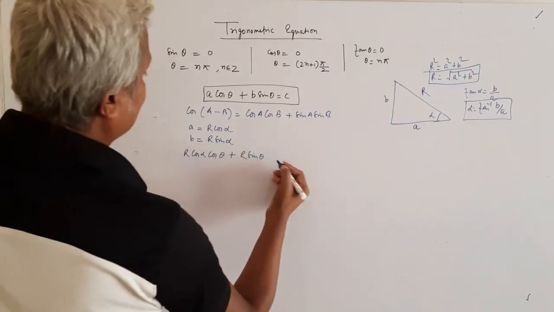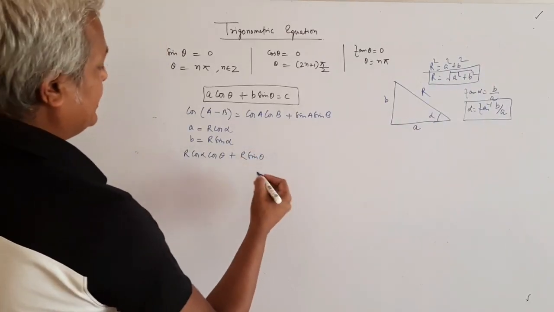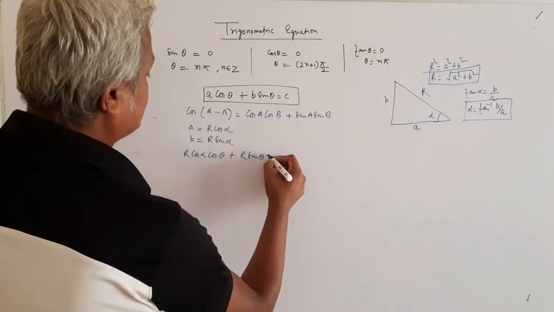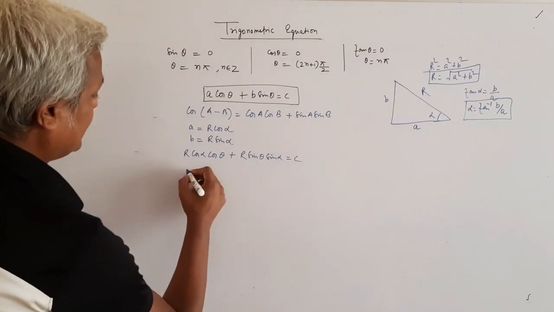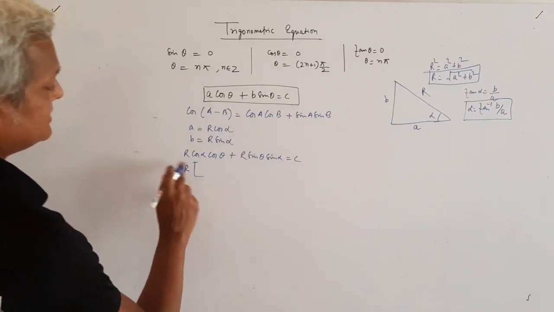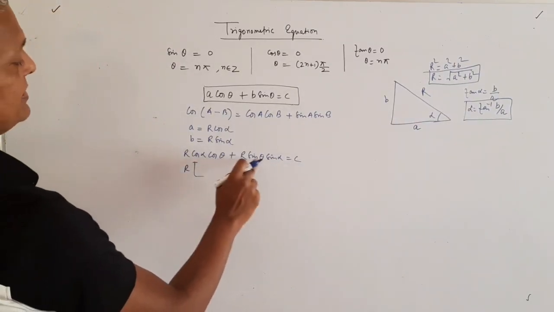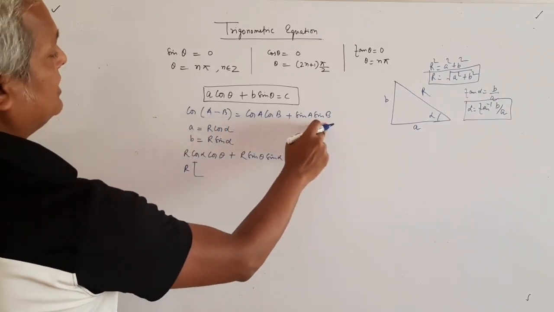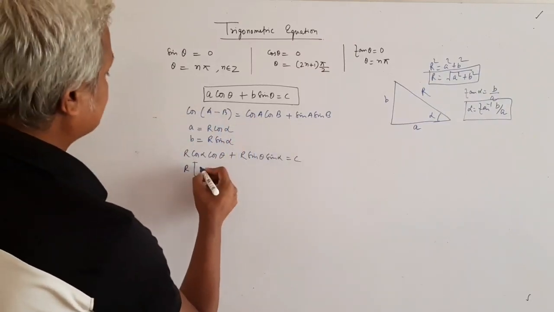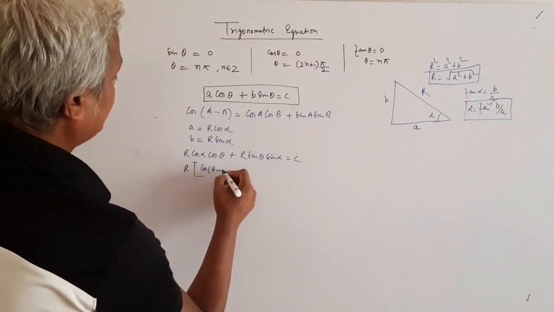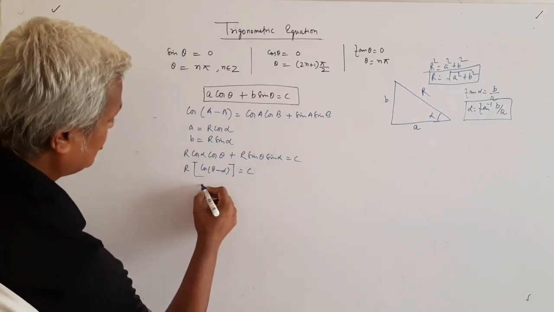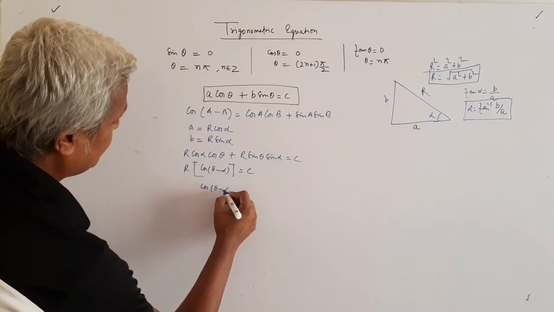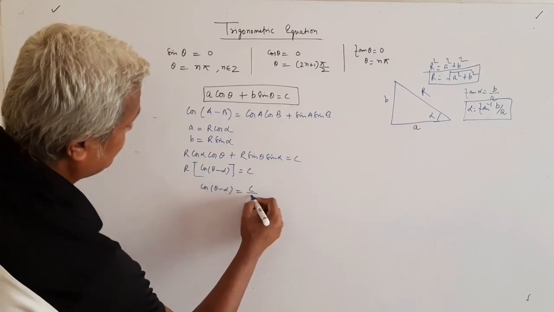Order is not important because A into B is always B into A for the real numbers. So sin theta sin alpha and that is C. So I take R common. Then you see that we are getting cos A cos B plus sin A sin B, this formula. So it becomes cos(A minus B), so I write cos(theta minus alpha) and that is C. So cos(theta minus alpha) is C upon R.